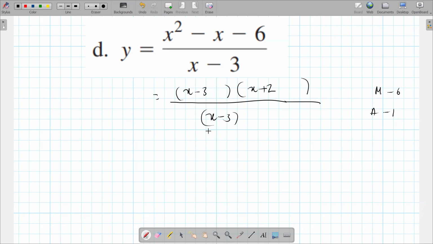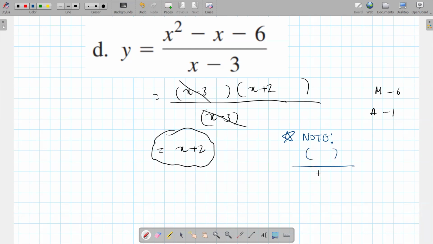Can we cancel out the x minus 3's? Yes. So look at this. Your function is actually x plus 2. So here's a trick. Note, always simplify things if possible. We couldn't simplify any questions prior to this today. If you cancel some things out like we did here, there will be a hole. There will be a hole in the curve, in the graph.